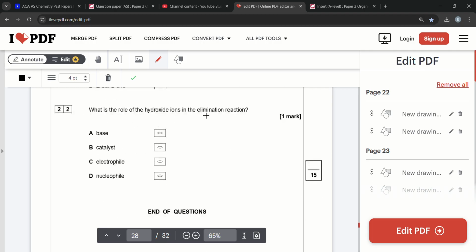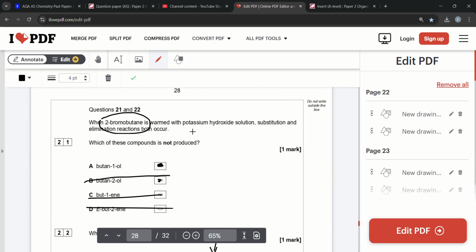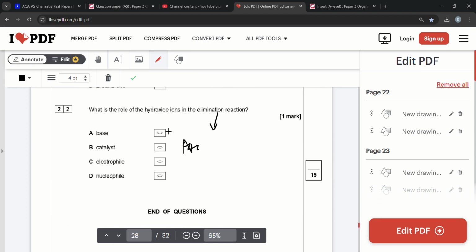What is the role of hydroxide ions in the elimination reaction? Now remember, with nucleophilic substitution, the OH minus ions act as a nucleophile in aqueous conditions, whereas with elimination, OH minus ions act as a base. So it's just a key fact.